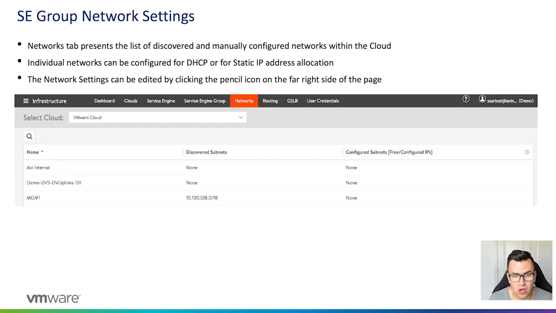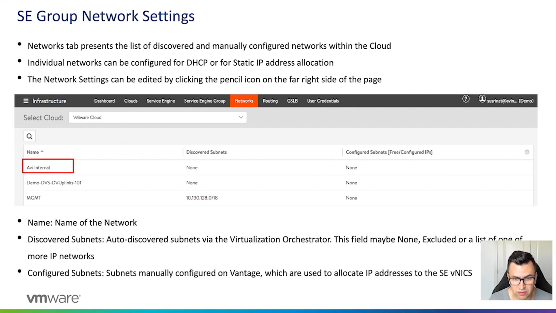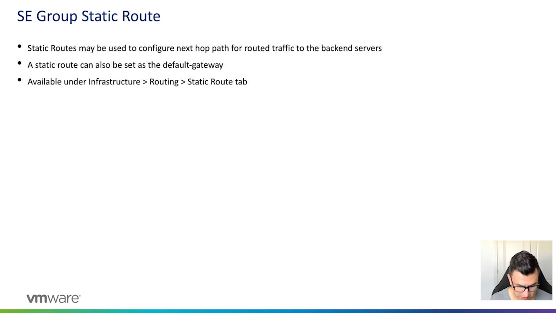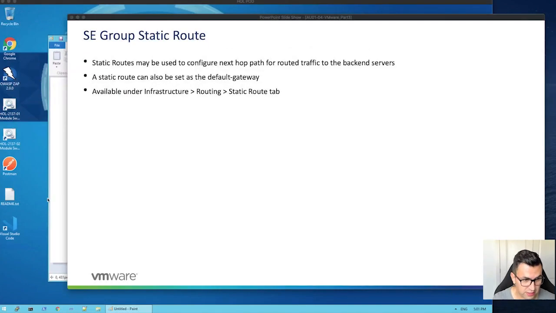So here's an example of that network section. You have 3 networks here on that VMware cloud. The name of the network, we have the discovered subnets. They can be auto-discovered depending on the virtualization orchestrator. In this case, it's VMware, so we have discovered a few networks. And we have the configured networks, and those are the ones that we manually enter. So let's take a quick look in the UI before we jump into the route section.